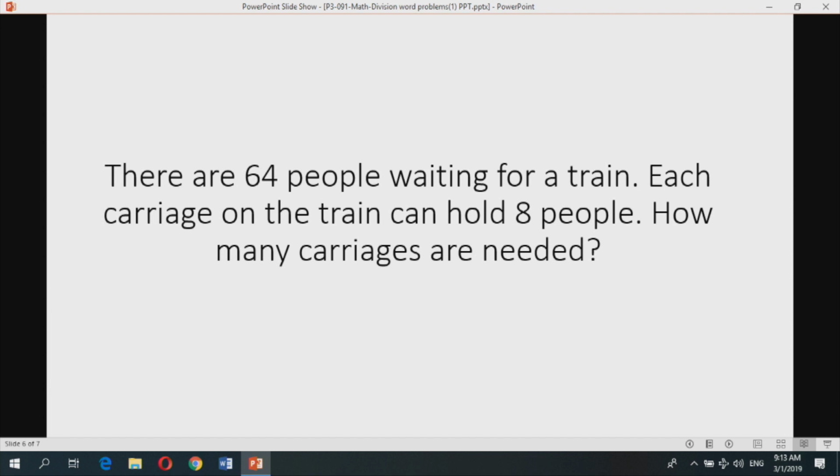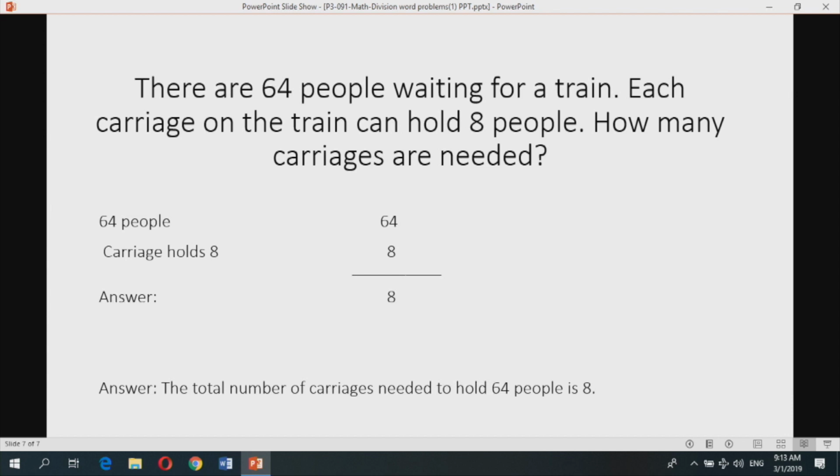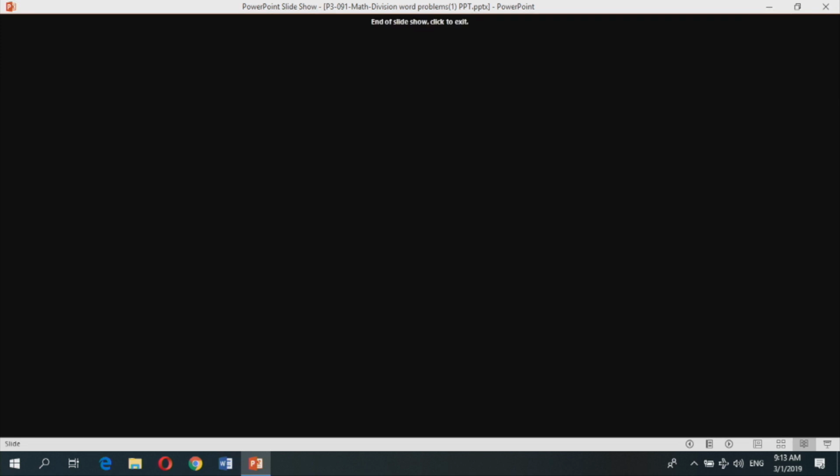64 people waiting for a train. Each carriage on the train can hold 8 people. How many carriages are needed? The total number of carriages needed to hold 64 people is 8. Because 64 divided by 8 equals 8. Any questions, guys? No. Well done, that was excellent.